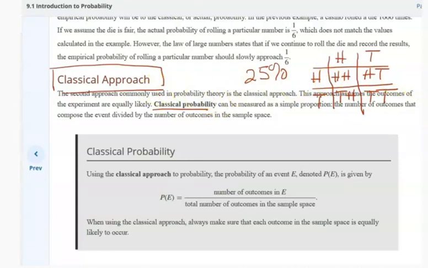Now, the formulas are similar, and you see it written down here. So again, this is the formula for classical probability. Take a moment, write it down so you know what the letters are and what they're referring to, and the formal way of showing it.